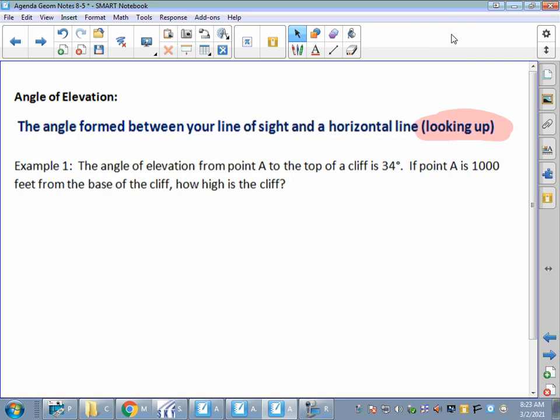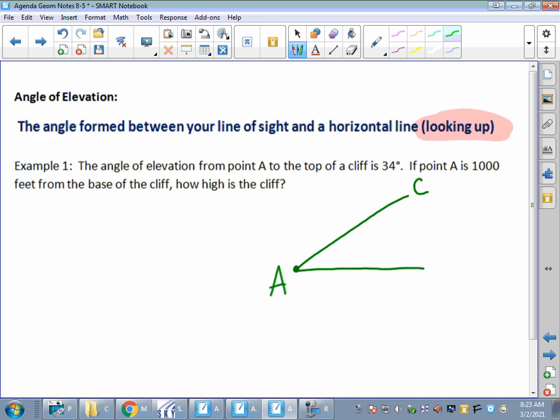So let's see what a problem looks like. The angle of elevation from point A to the top of a cliff is 34 degrees. If point A is 100 feet from the base of the cliff, how high is the cliff? So let's draw this. The angle of elevation from point A. So here's point A, and I'm looking up at the top of a cliff. I'll call that point C, right? Here is my horizontal line that I would be looking. So this angle right here is 34 degrees.